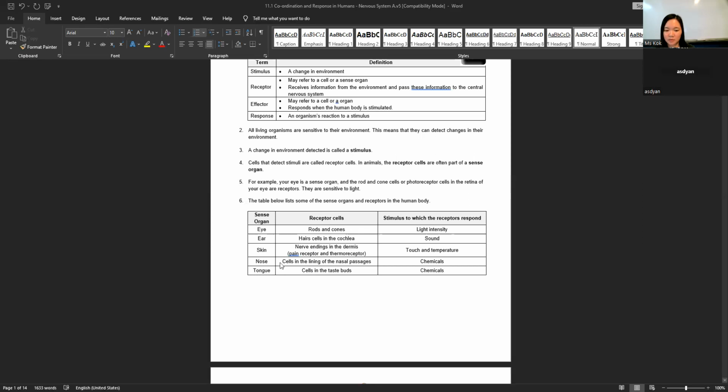Nose is not in your syllabus. Tongue is also not in your syllabus. So basically, eye and skin you will be learning. Eye you will learn later. For you, you already learned eye. Okay, skin will be learned in topic 10, homeostasis.